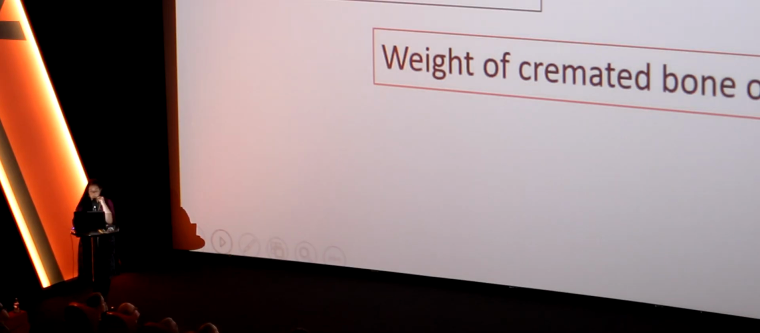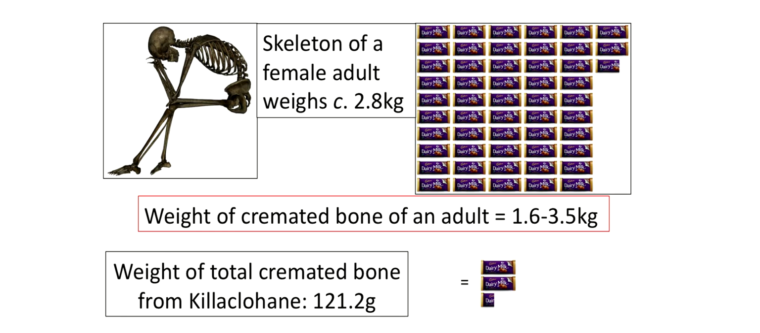The weight of cremated bone is different because there's obviously no flesh. They're completely dried, dehydrated. So the bone can weigh anywhere between 1.6 kilos and 3.5 kilograms. The total weight of bone recovered from Killaclohane was just 121.2 grams. So if you're talking about just a single female adult individual, you can see this is by no means representative of the complete remains of that female adult. And just remember that kind of weight and how low it is.